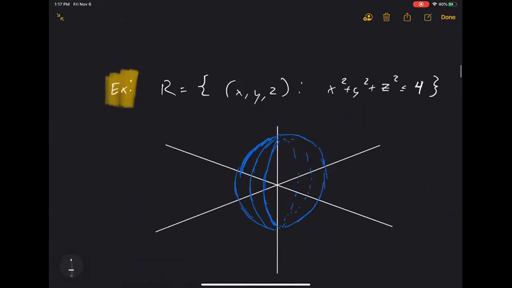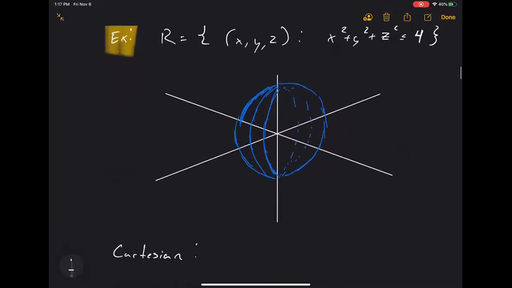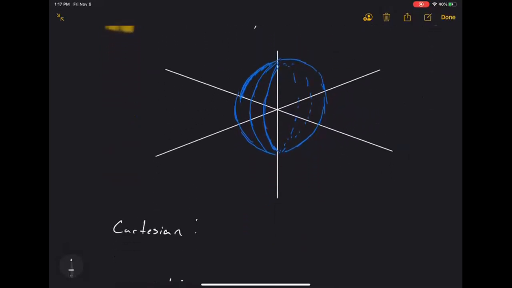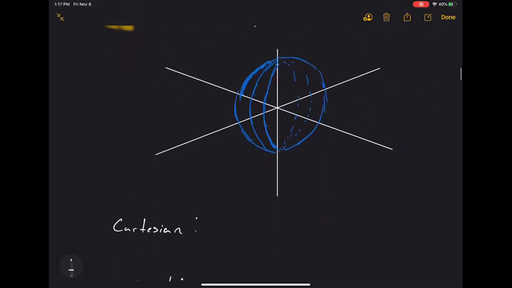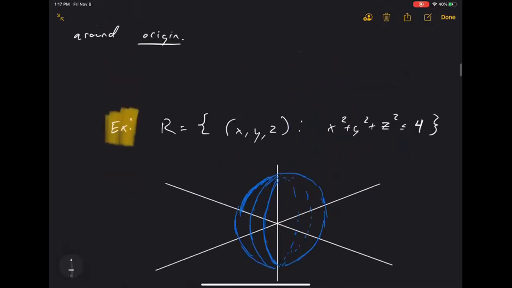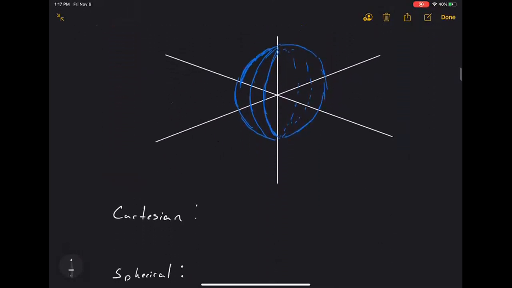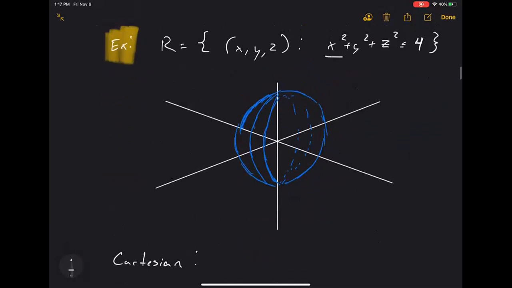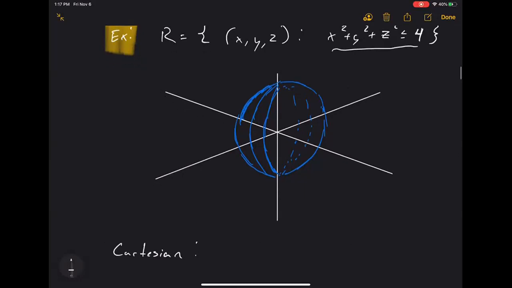Okay, and what would the coordinates of this sphere be? Let's say we have this 3D region here, and let's just think about the skin of this sphere. The equation of that skin of the sphere would be x squared plus y squared plus z squared equals 4. And what if I wanted to make bounds of integration for the solid sphere? x squared plus y squared plus z squared is less than or equal to 4.